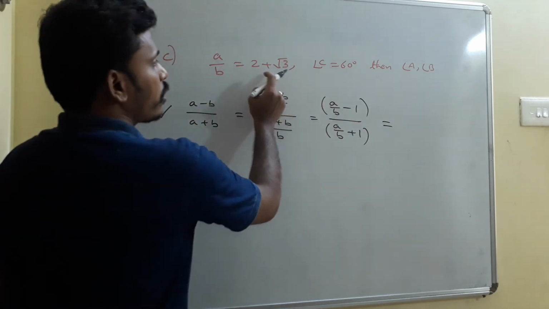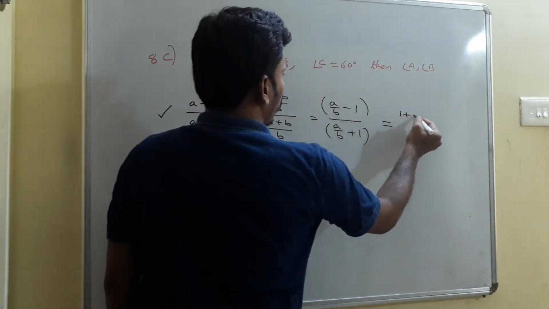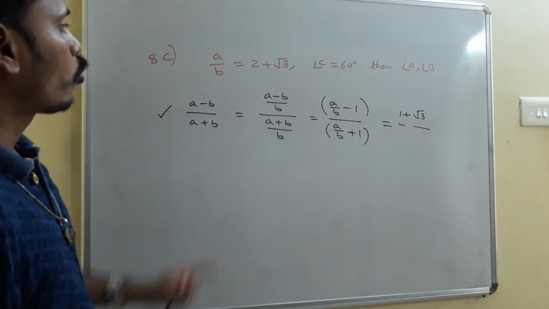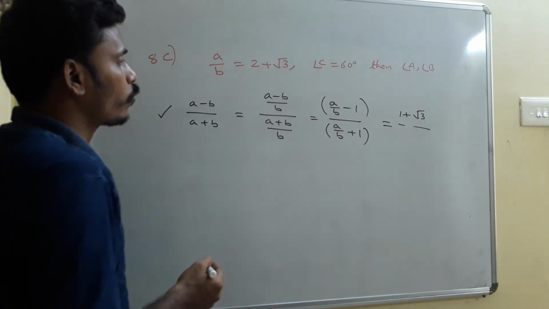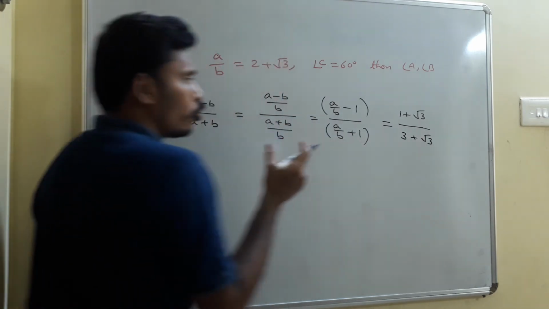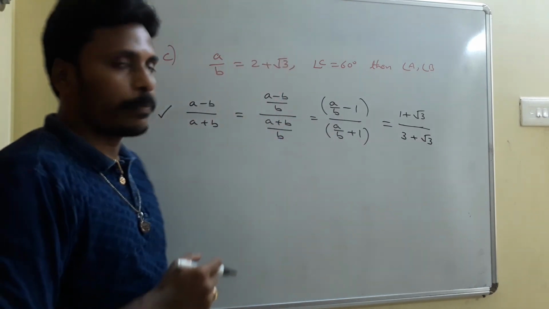So the numerator is 2 plus root 3 minus 1, nothing but 1 plus root 3. And the denominator is what? 2 plus root 3 plus 1, which is 3 plus root 3. So the numerator is 1 plus root 3, and the denominator is 3 plus root 3.